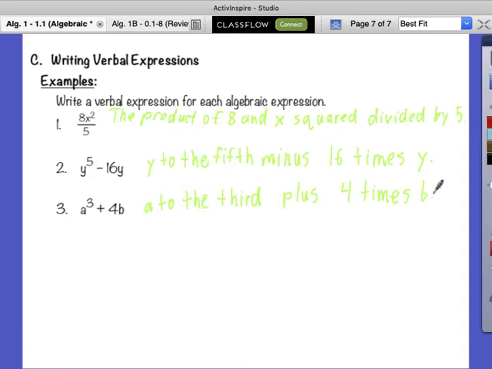Could we have worded that first part a little differently? Instead of a to the 3rd, could you say a something else? Jocelyn, what are you thinking? A cubed. Yeah, you could have said a cubed. You could have said a to the power of 3. There's a few options. A to the 3rd works just fine. Plus, adding, and then 4 times b, getting this 4b over here. Any questions on these three? You guys are great.